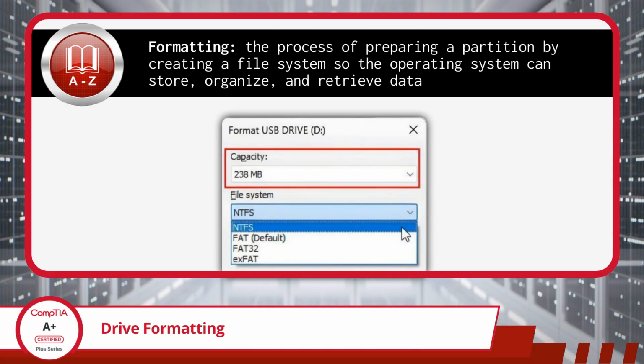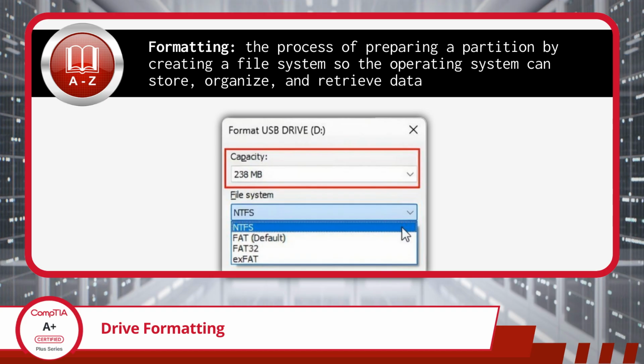After a drive has been initialized and partitioned, the next step is formatting. Formatting is the process of preparing a partition for use by creating a file system so the operating system can store, organize, and retrieve data. At this point, it's helpful to briefly revisit the concept of a file system. A file system is the method an operating system uses to manage data on a storage device, including how files are named, stored, and accessed. As covered in Exam Objective 1.1, different file system types exist, but the key idea here is that formatting applies one of those file systems to the partition so it becomes usable.